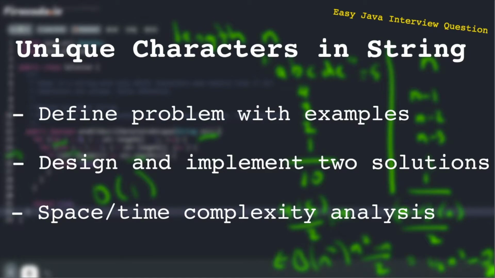Today we're looking at a beginner Java programming problem called Unique Characters in String, courtesy of firecode.io. We'll define the problem and look at some example inputs and outputs, design and implement two solutions to the problem in Java, and finally analyze both algorithms for both their space and time complexities.